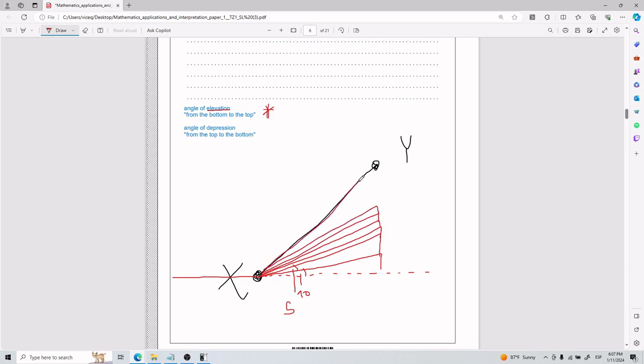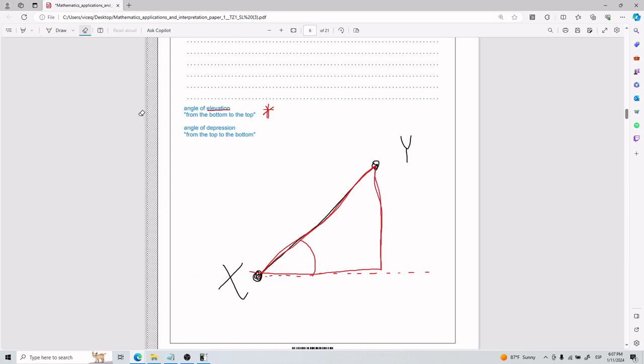Once you reach Y, you are drawing this triangle here, which means it is this angle there. Kapow! That is the angle of elevation. That is what they mean from the bottom to the top. You keep drawing lines until you reach Y, and whatever line reaches Y, you do your triangle, there is your angle. So this would be my elevation.